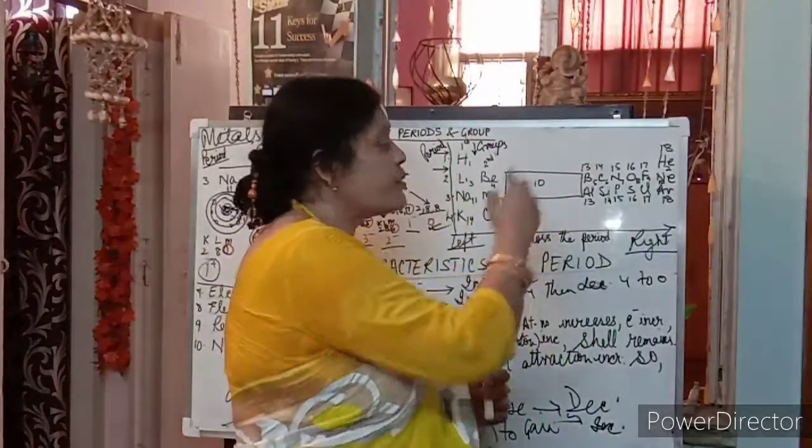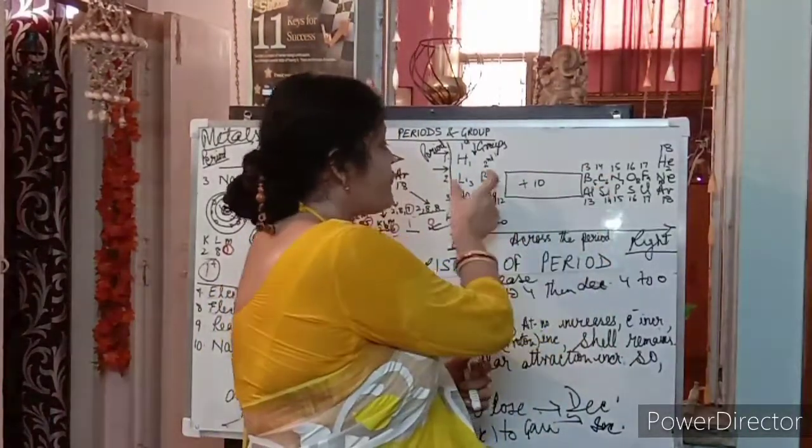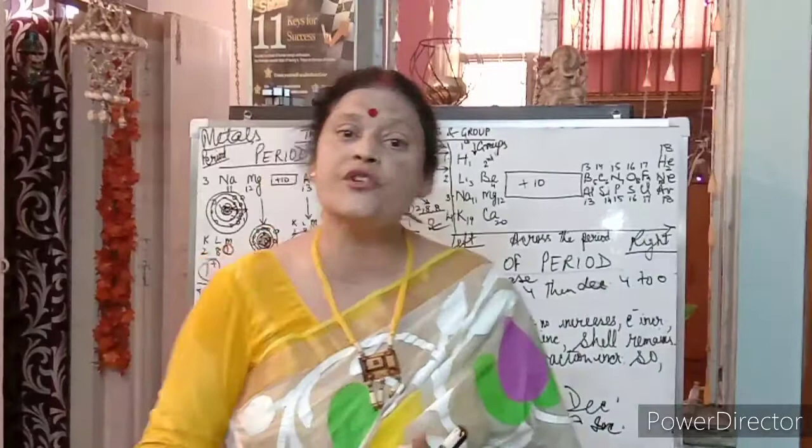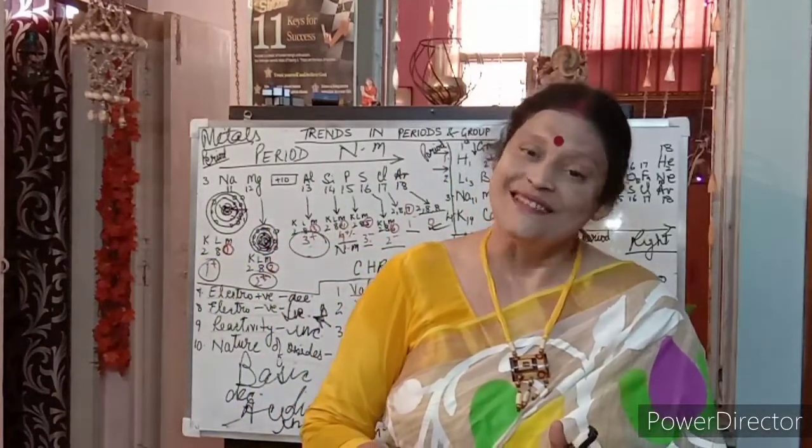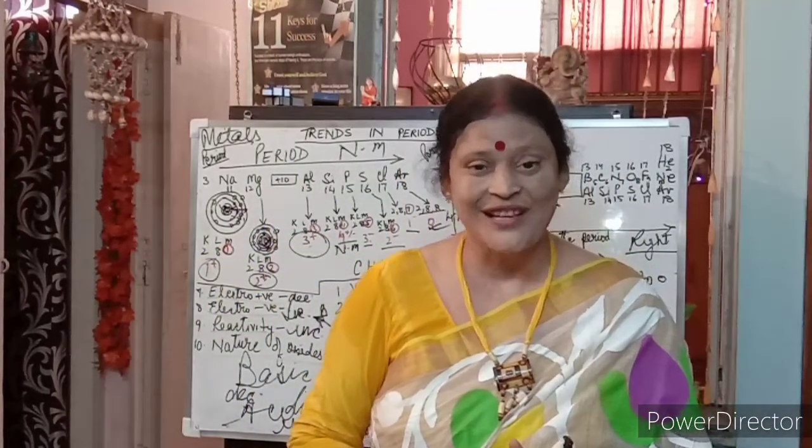What happens when you move from left to right? Suppose they will give you 4-5 elements. According to size, you have to do greater than, less than. Yes, I will discuss. Don't worry at all.